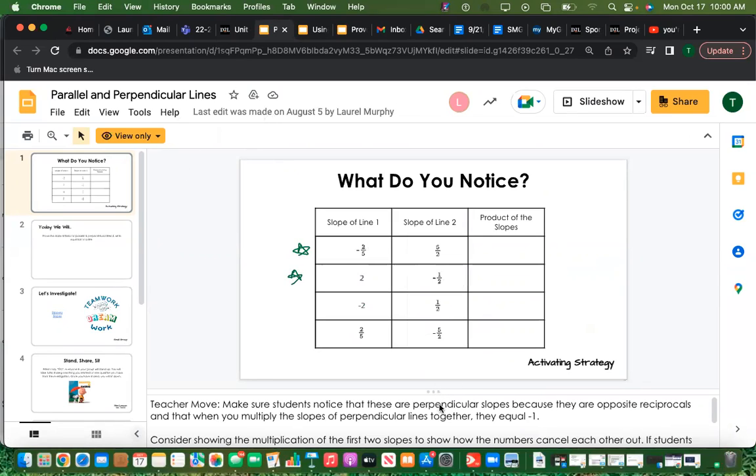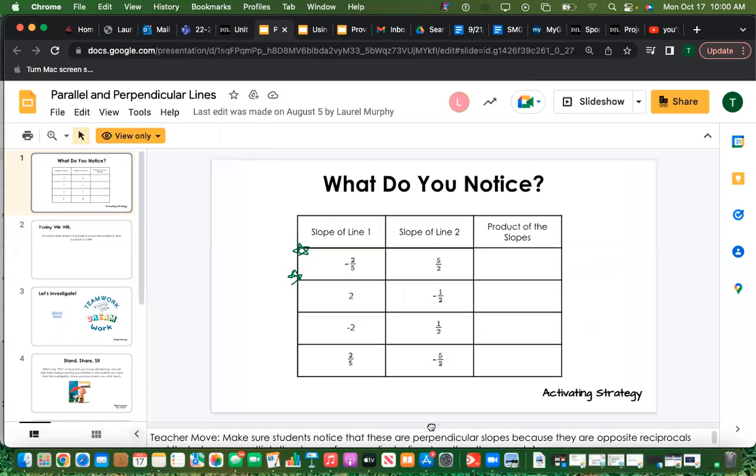Okay. So slope of line 1 is -2/5. Slope of line 2 is 5/2. Slope of line 1 is 2. And slope of line 2 is -1/2. We want to figure out the product of these 2 slopes. Okay, remember, product means that we're going to multiply. So we're going to multiply straight across. What's -2 times 5?